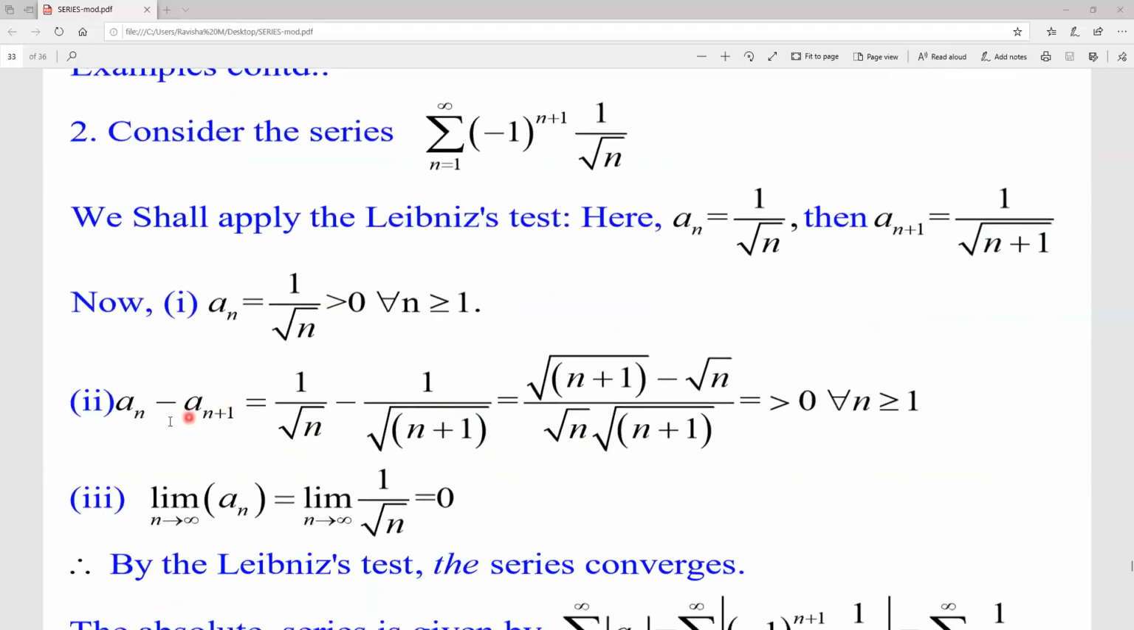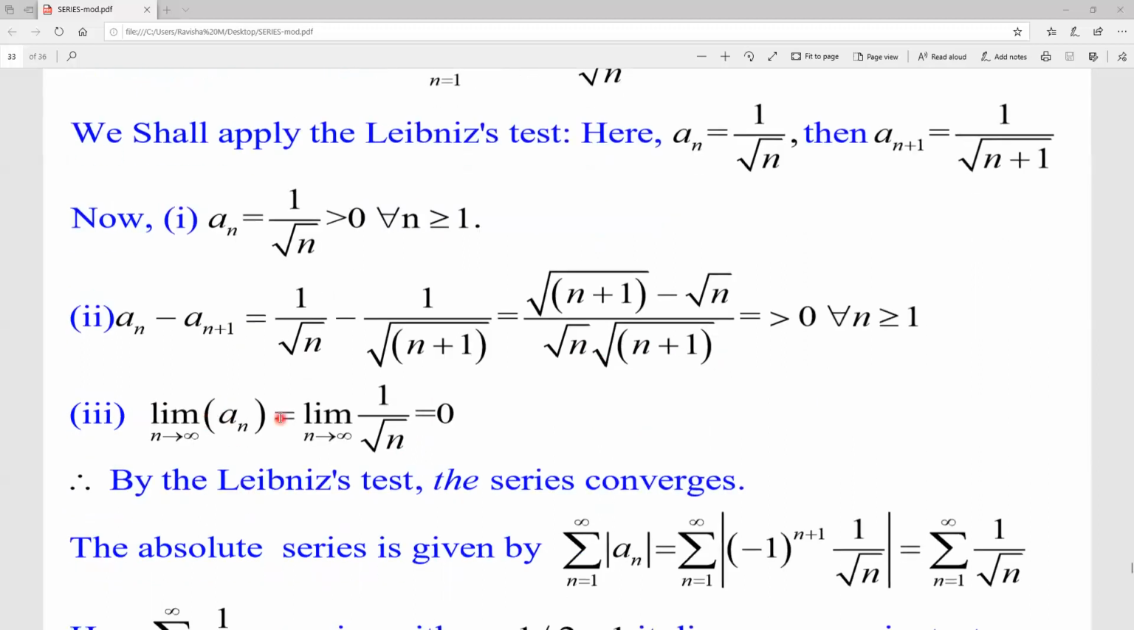Let us go to the second condition. a_n minus a_(n+1) is equal to 1 by root n minus 1 by root (n+1). This is the nth term, and this is the n plus 1 term. Take the LCM. So this is bigger than this value. Obviously this is positive, and this is positive, so the whole term is positive for all n greater than or equal to 1. Therefore, the second condition is also verified.